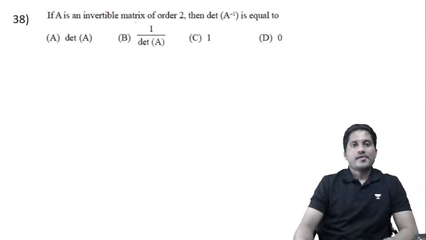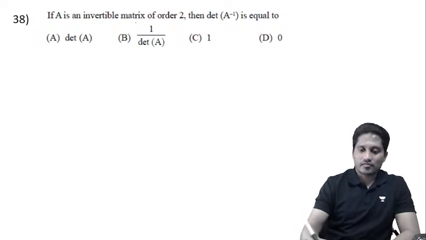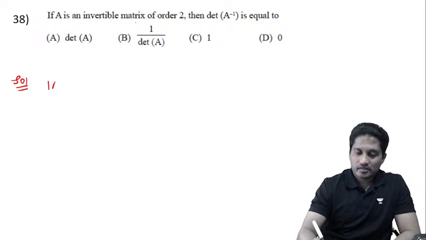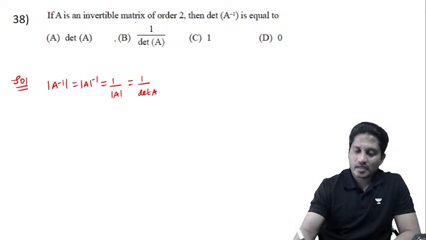Right? Question number 38. If A is an invertible matrix of order 2, what is the determinant of A inverse? The determinant of A inverse can be written as determinant A whole inverse, right? It's the same as 1 by determinant of A. 1 by determinant of A is same as 1 by det A. Answer is option B.